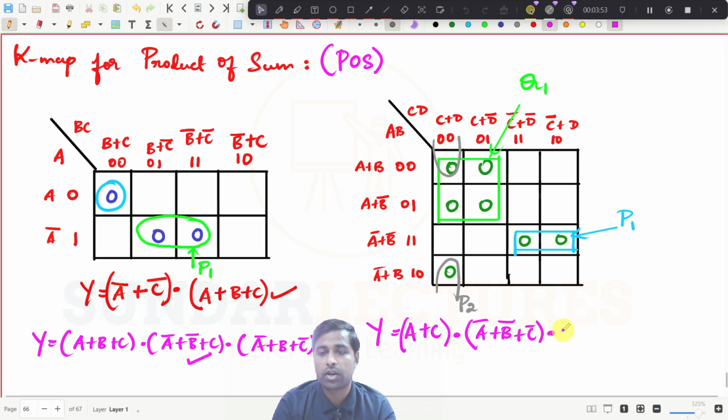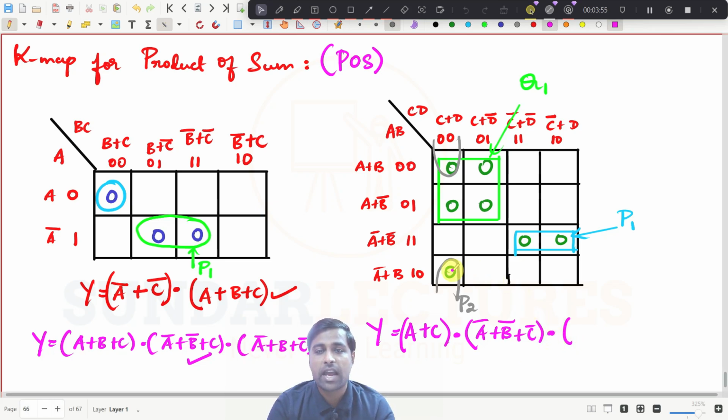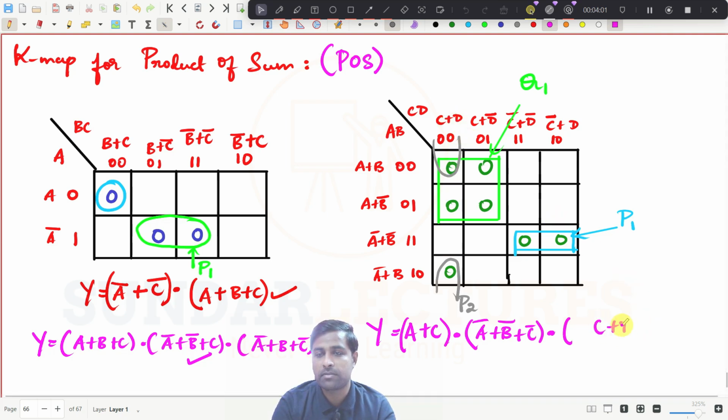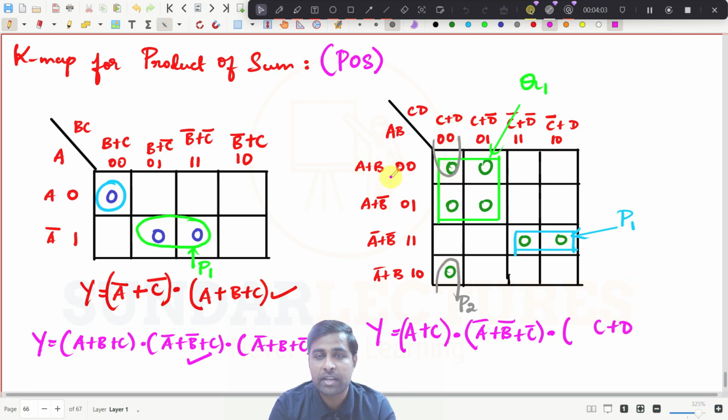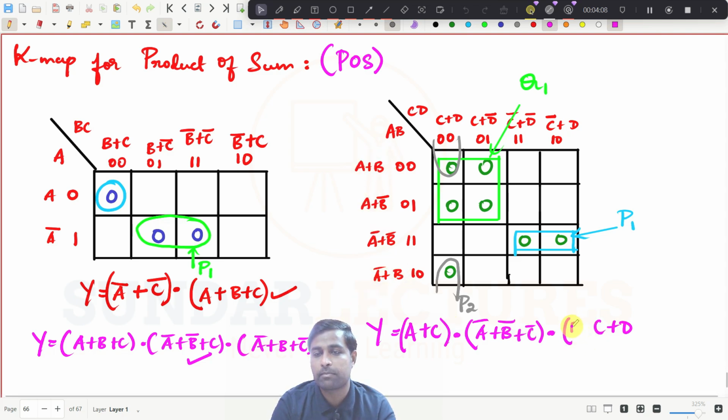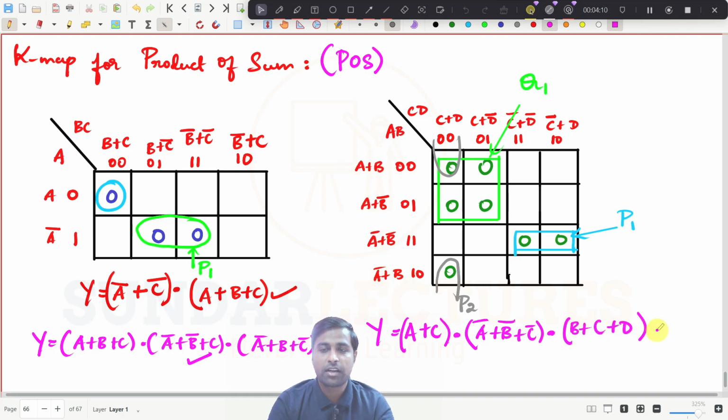Put a dot now. Open a bracket now. And for this pair, straight away you can write C plus D. No problem. But you have to compare this one and then this one. What is the common term? B, right? So put B plus. That's all. Now this is the final expression. Try to understand. This is the final expression, right?